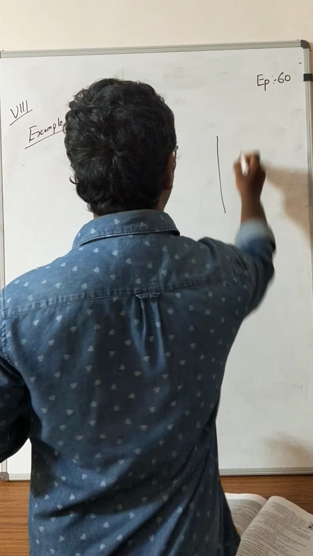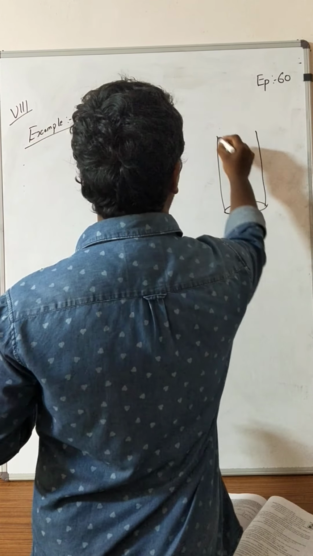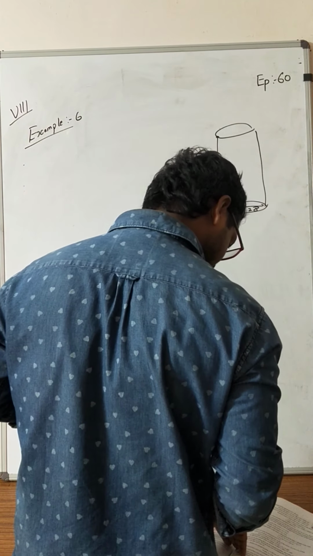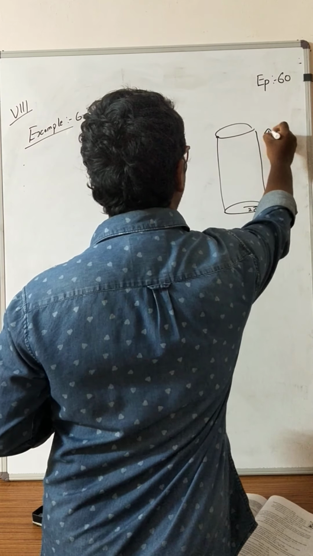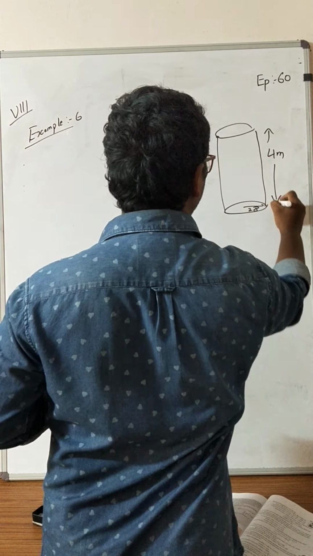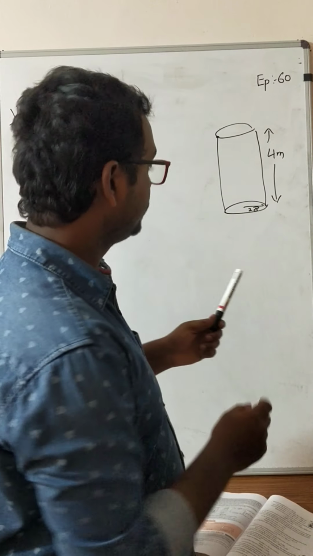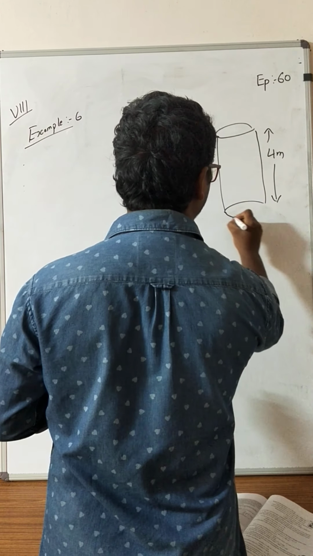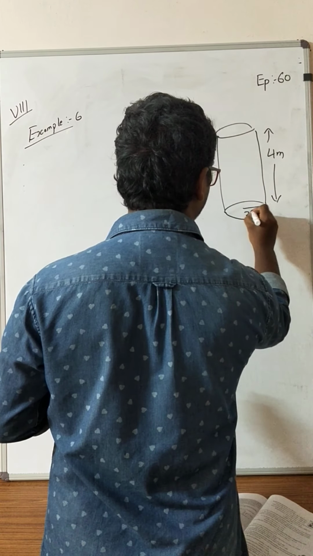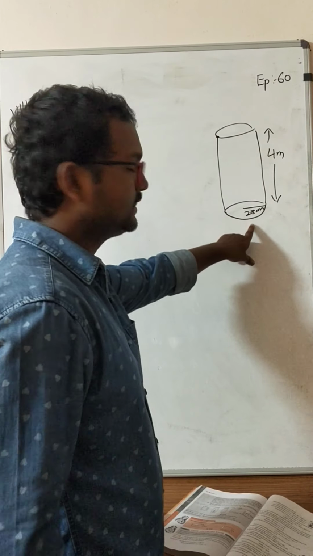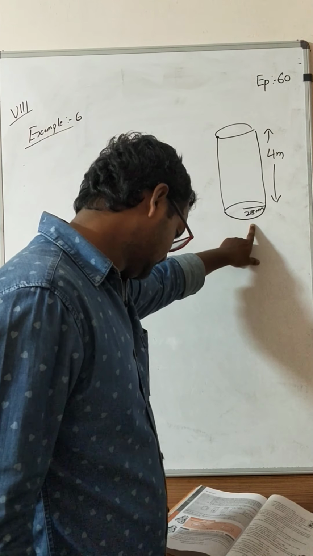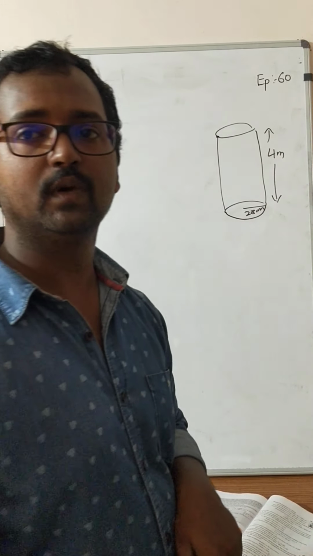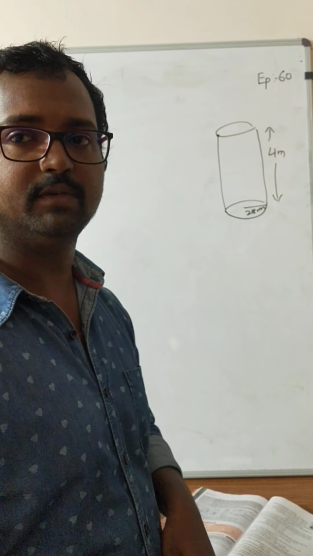So we have a pillar like this. The radius is 28 centimeter and the height is 4 meter. Now, as you can notice, the radius is given in centimeter and height is given in meter. So the very first step is that we have to either convert centimeter to meter or meter to centimeter.